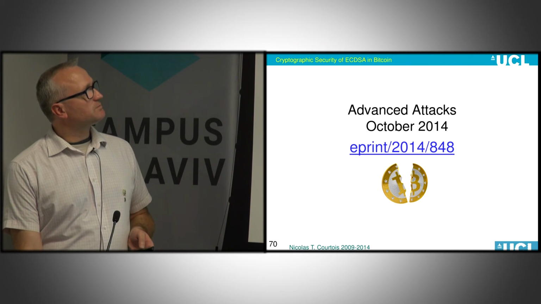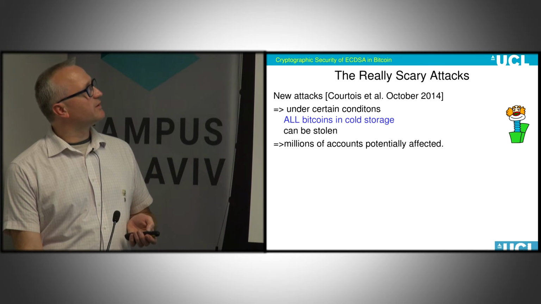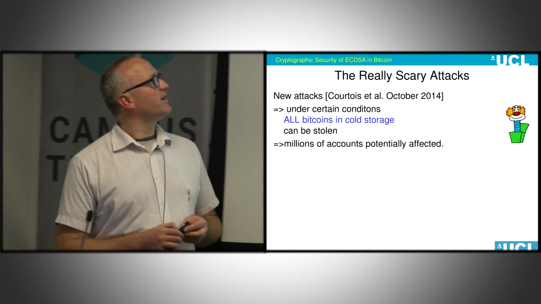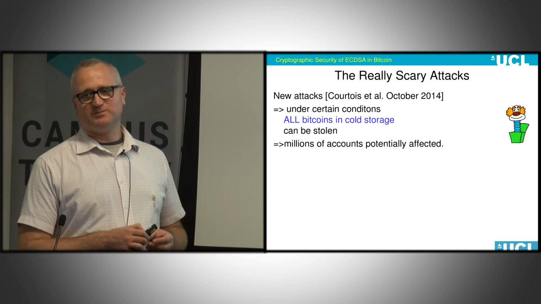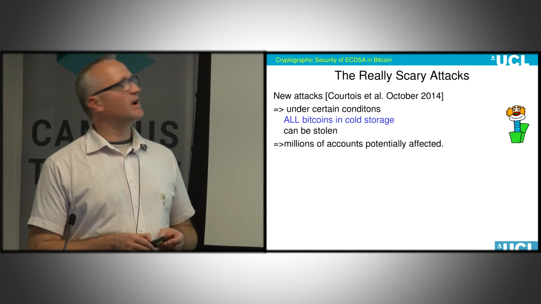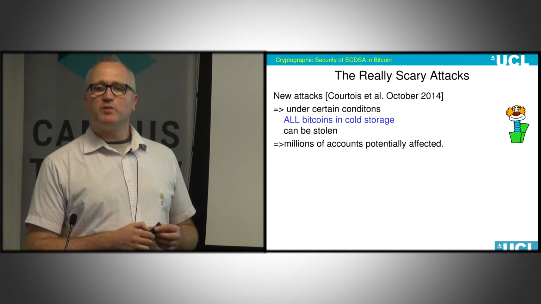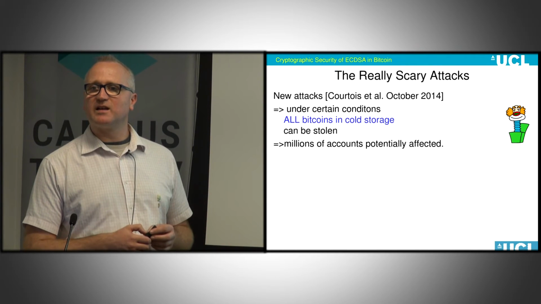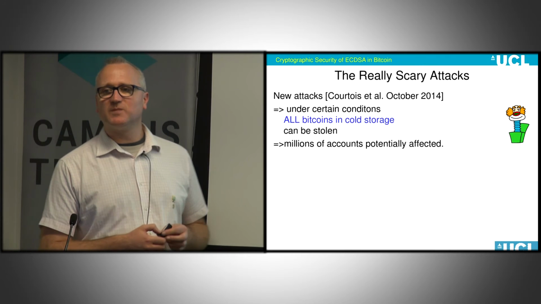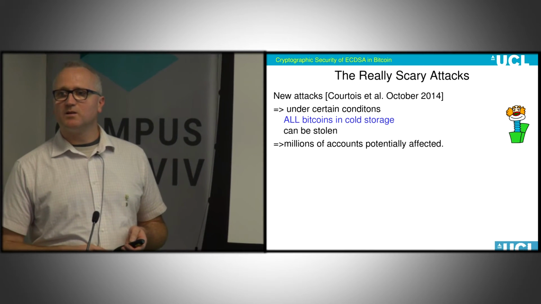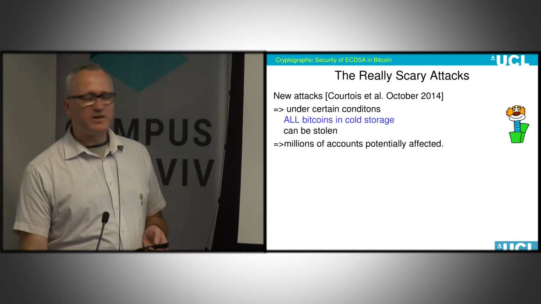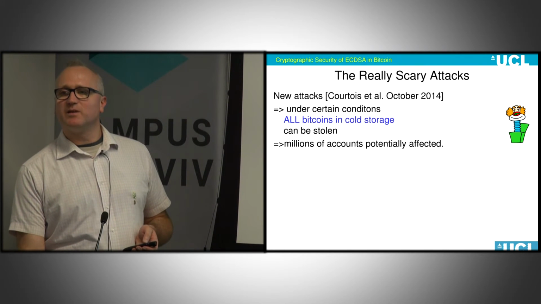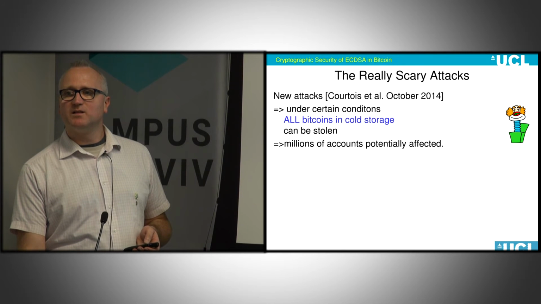Well, I can skip this one. You can look at our paper, which is here. It's a draft at this moment. The full version has not been published. So I claim that under certain conditions, all Bitcoins in cold storage can be stolen. And potentially millions of accounts are affected. Potentially up to 100% of all Bitcoins in volume are affected by this vulnerability. I don't know because I don't know how exactly people who have large amounts in Bitcoin store them. What are the conditions? They are very technical. It's a research paper. I don't claim that this is necessarily happening. But it could happen.